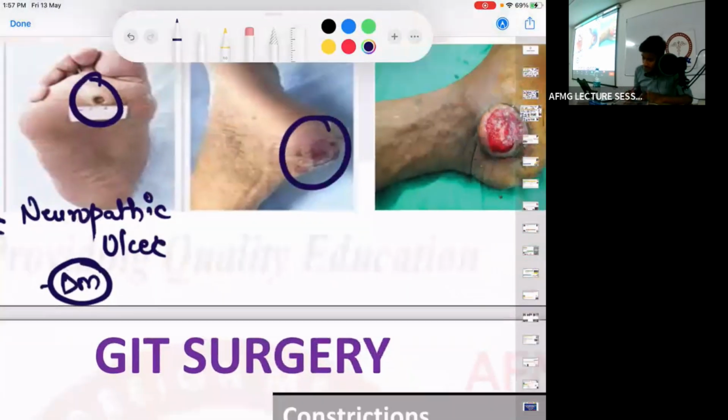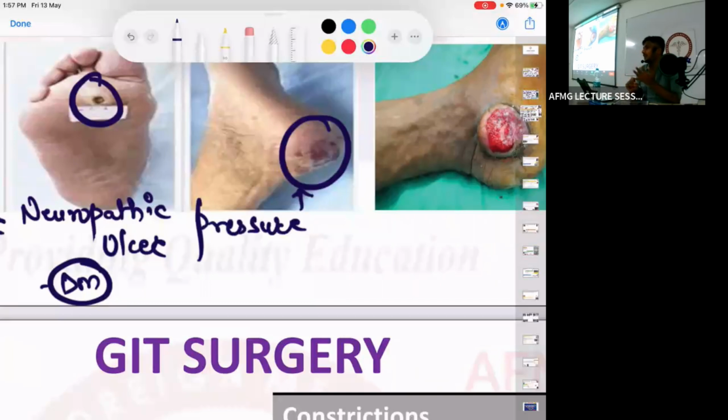What kind of ulcer is this? On the heel. Heel is the third most common site after ischium and sacrum. The third most common site for pressure sore is the heel. No issues with this.